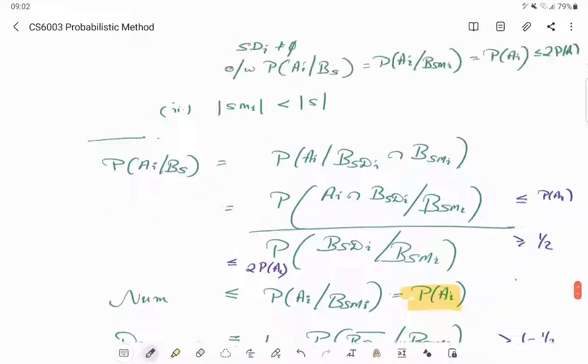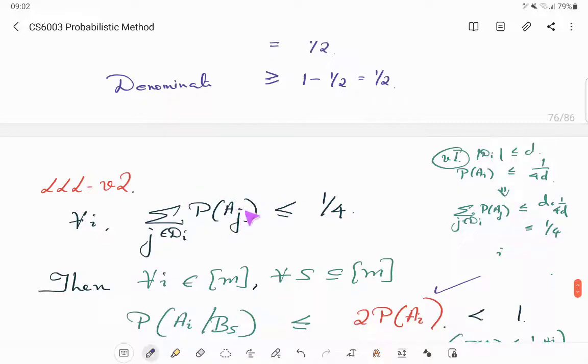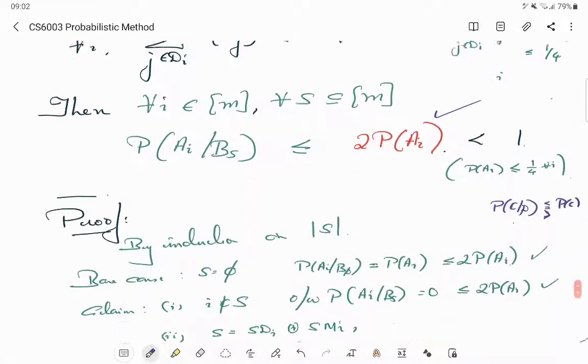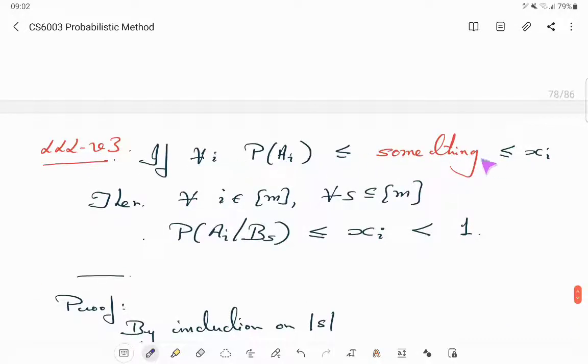Even if you look at LLL V2, we had an upper bound on some conditions on P of AI and then made this conclusion. The format remains the same. What is that upper bounding condition? We will write it later. For all I, P of AI is upper bounded by something, and this something will be less than or equal to this xi that we are going to use next. And this is the conclusion for all I.